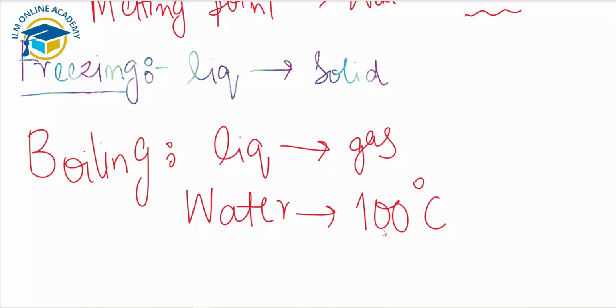Next, evaporation. Evaporation is just like boiling, but there is one significant difference. Evaporation occurs when a liquid changes into a gas over a wide range of temperatures, but boiling occurs at a specific temperature. That is the basic difference between these two terms. Next, the last one which we talk about is condensation.